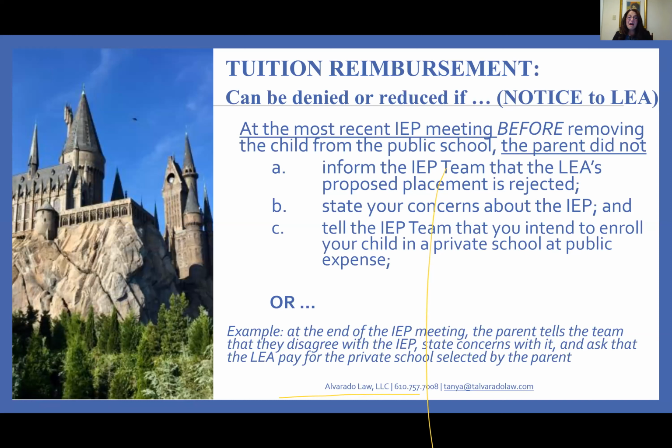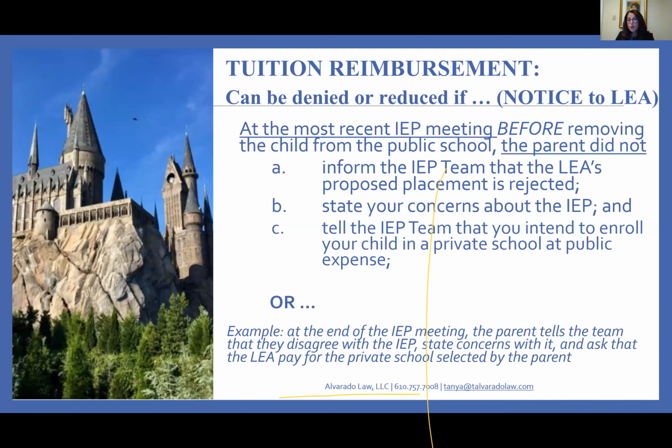because there are all these things that could happen. Okay, so the parent is required to give the school notice that says, hey, I don't think your program is appropriate, and I'm thinking of taking my kid somewhere else, and I want you to pay for that. That's something that the parent has to do. They have to tell the district, your program's not appropriate. I don't agree with it. I'm thinking about taking my child to a private school, and I'd like you to pay for it.